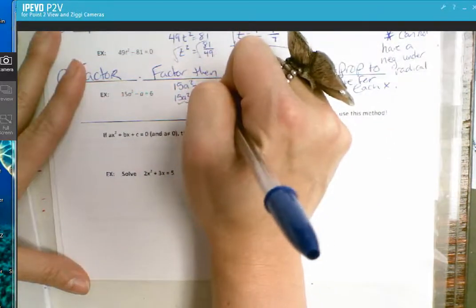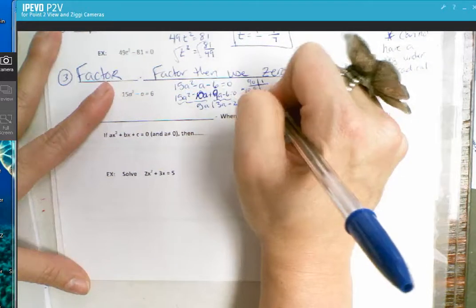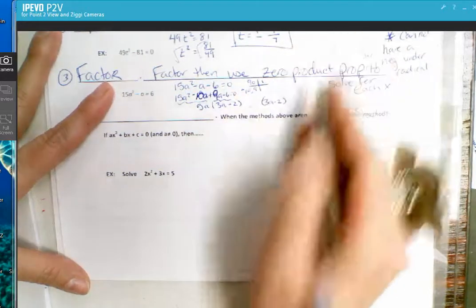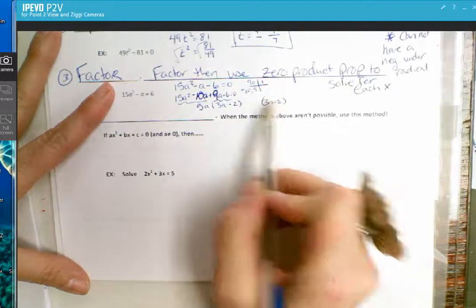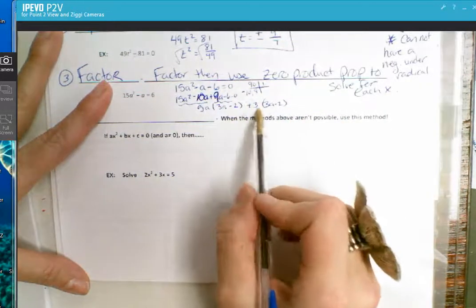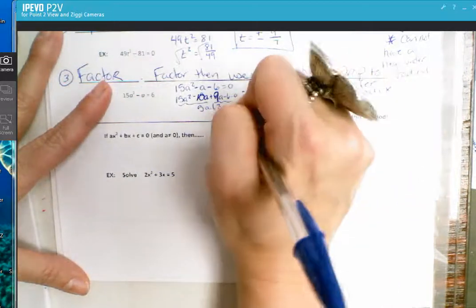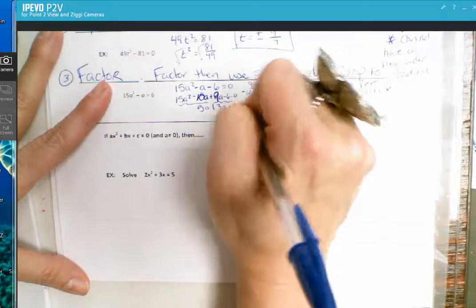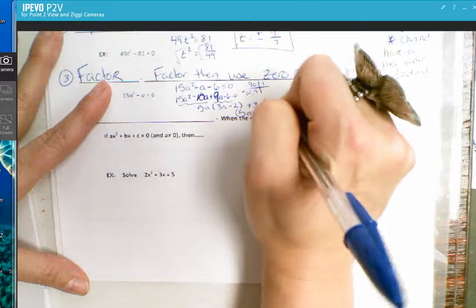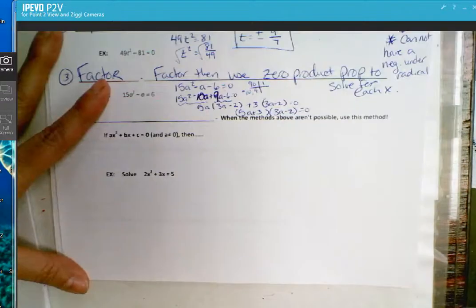I'm left with 3a minus 2. We know 3a minus 2 goes over here automatically. Something times negative 2 got me to negative 6. We'll call that a positive 3. Positive 3 times 3 is 9, so we're good there. So I know that we have 5a plus 3 times 3a minus 2. All of that is still set equal to 0.